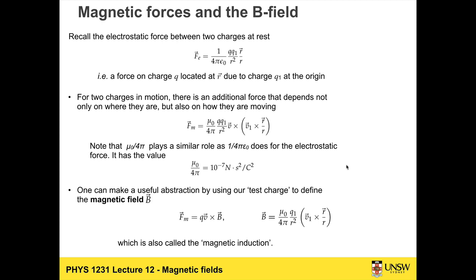Well, just like we did for electrostatic forces, we can use this idea of a test charge to define the magnetic field B, and then we can write the magnetic force on some charge Q as the charge times the cross product of its velocity with the magnetic field. And this magnetic field can arise from other charges in motion. So for this really simple problem, we can immediately write down the magnetic field created by one single charge moving with velocity v1.